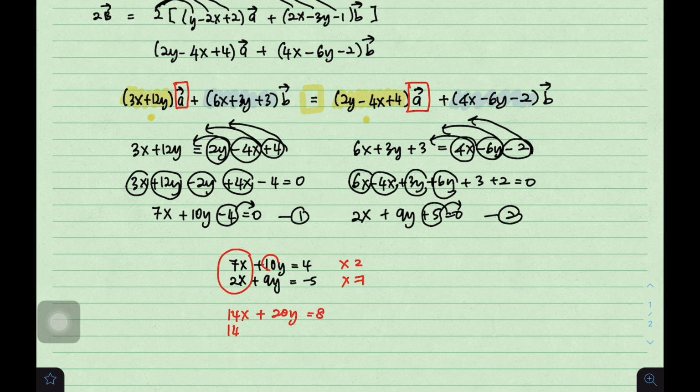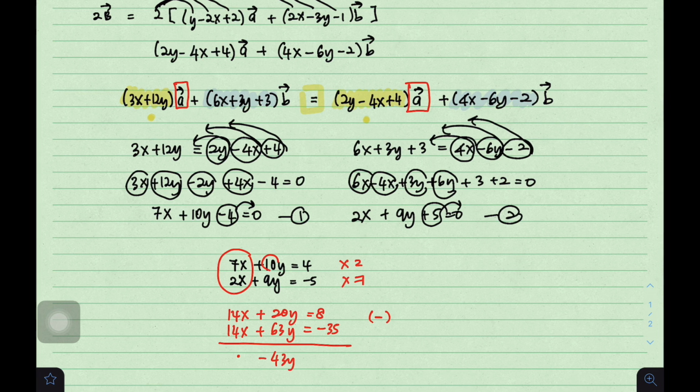So you will have 14x plus 93y equal to negative 35. So what we can do is the operation minus, so that we can eliminate the x. So 14x minus 14x is 0. 20y minus 63y, you will get negative 43y here.